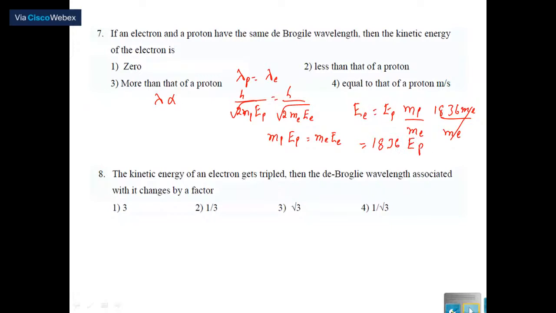Certainly, the mass of the proton is greater than the mass of the electron because this is 10 to the power minus 27, this is 10 to the power minus 31. So the mass of the proton is greater than the mass of the electron. So therefore, the energy of the electron is more than that of the proton. The third one is the answer.